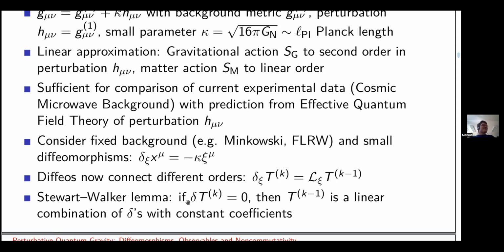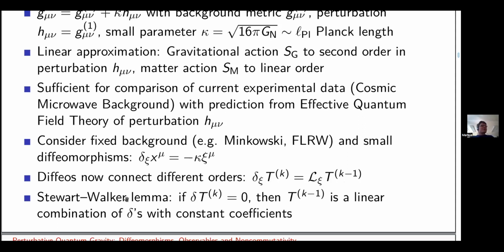So as I said, a classical result in differential geometry or perturbation theory is the Stewart-Walker lemma. I think it's from the 70s or 80s maybe. Clearly, if the Lie derivative of t_{k-1} is 0, which means that t_{k-1} could be a constant or a linear combination of deltas with constant coefficients, then this is 0. So then the tensor at order k does not change under small diffeomorphism.